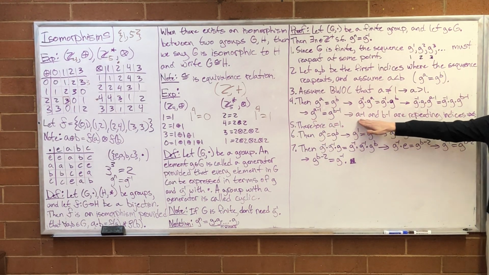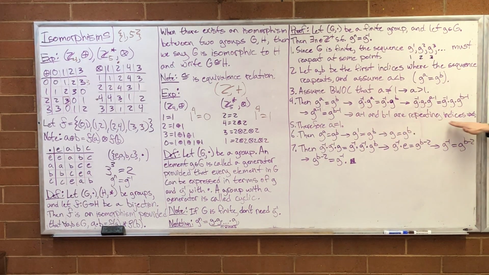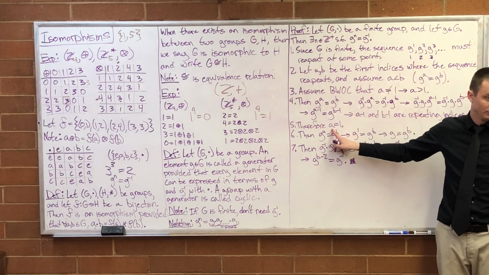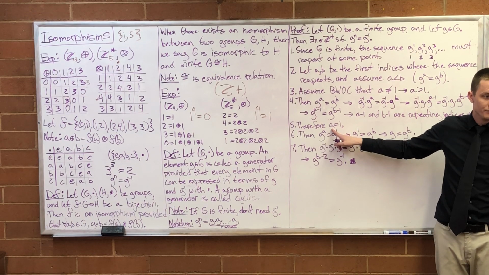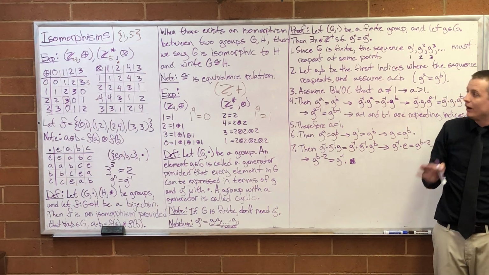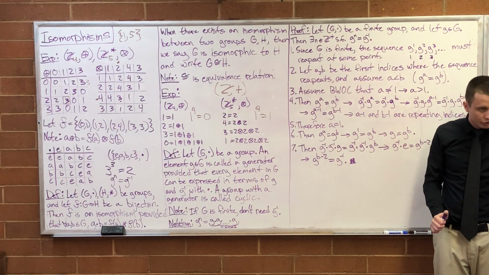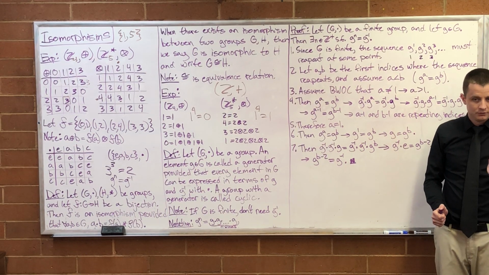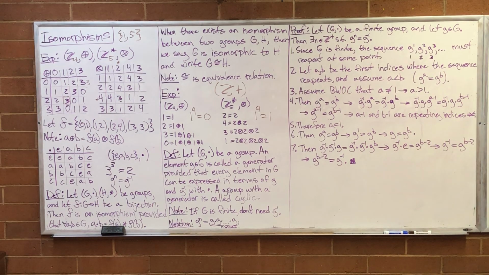So that gives us that a minus 1 and b minus 1 are repeating indices. Contradiction. a and b are my first repeating indices. a minus 1 and b minus 1 are earlier indices, and they're repeating. Contradiction. We can't have that. Make sense? Therefore, a has to be 1. So whatever value repeats first, it's whatever value you start with. Make sense? Okay.